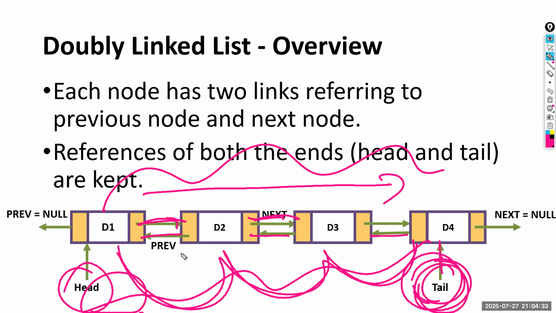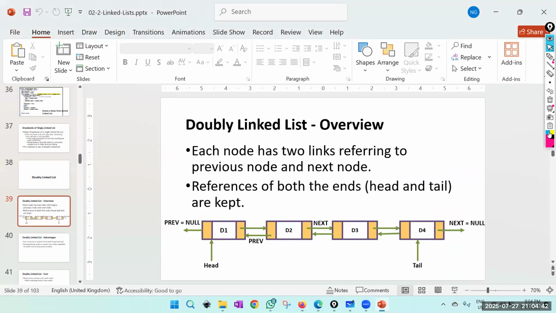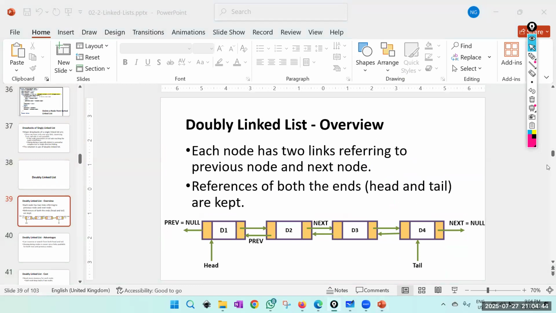But in single linked list, we don't keep track of tail because it is just the tail. There's no other advantage. Right? So this is a big topic, okay? Very, very big topic.